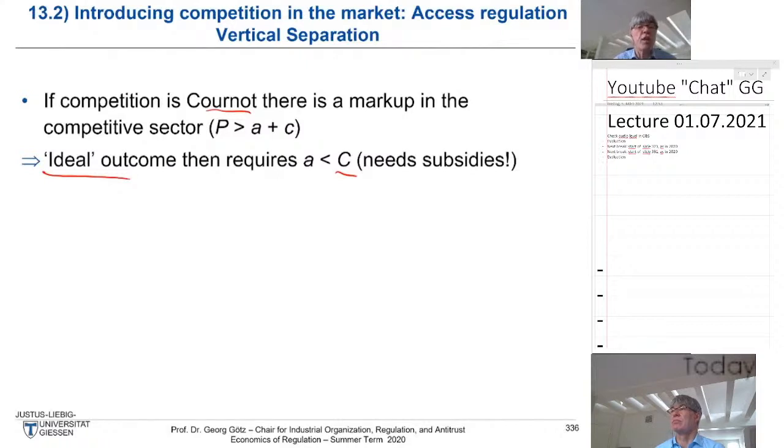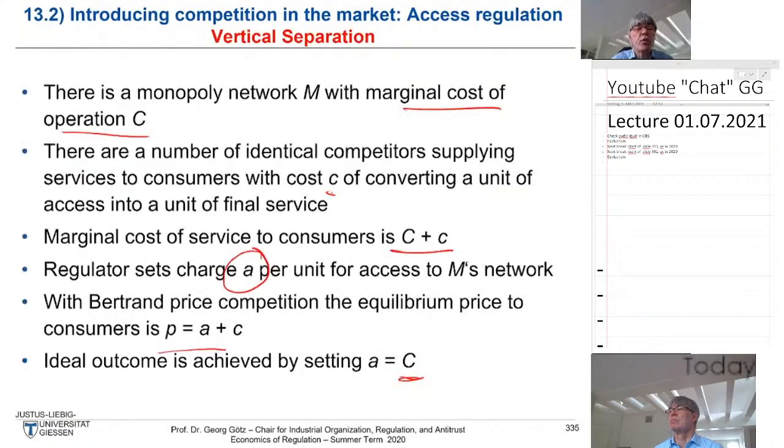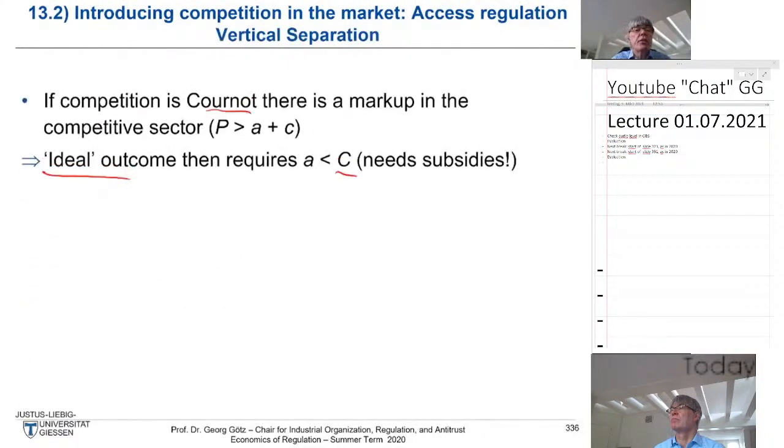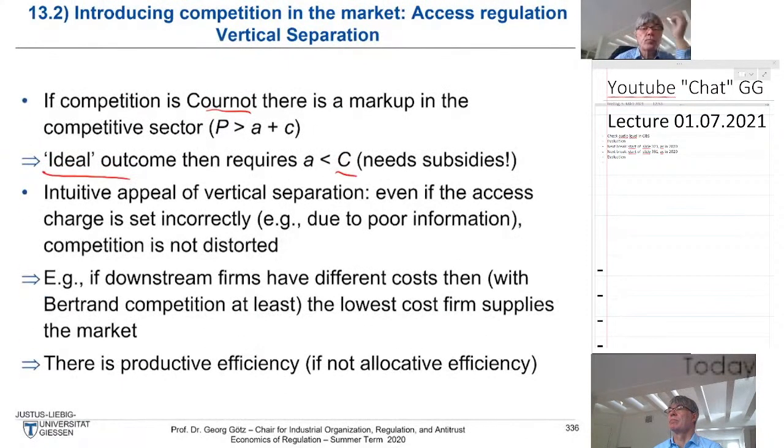So the point is, if you have perfect competition in the downstream area, that's what it's called. Typically, this network infrastructure provider is called upstream, and the competitive sector would here be the downstream sector. Okay, the intuitive appeal of vertical separation.